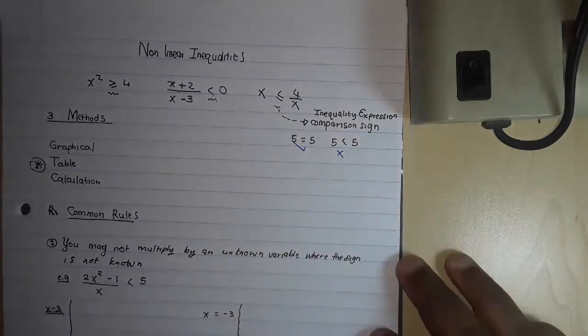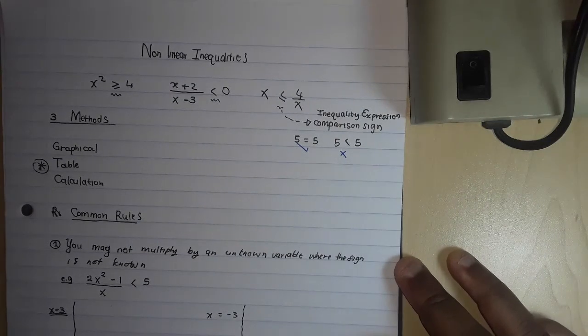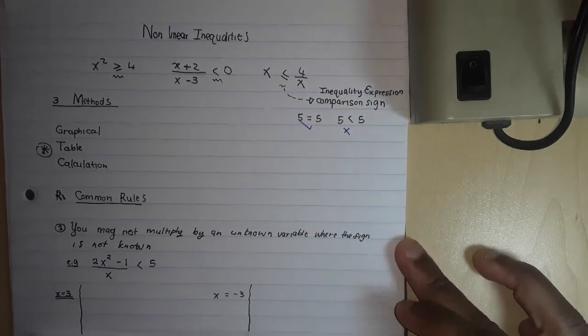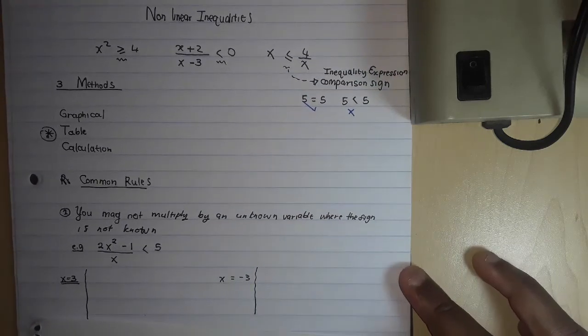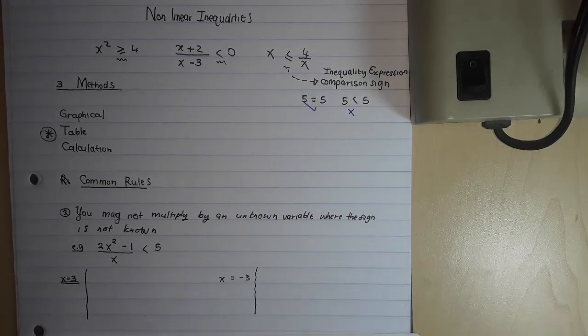The very first rule is that you may not multiply by an unknown variable where the sign is not known. What do I mean by that? Or rather, why wouldn't we, in this expression, multiply by x? It's already stated in the rule that we may not multiply, but what's the reason? What effect does it have?